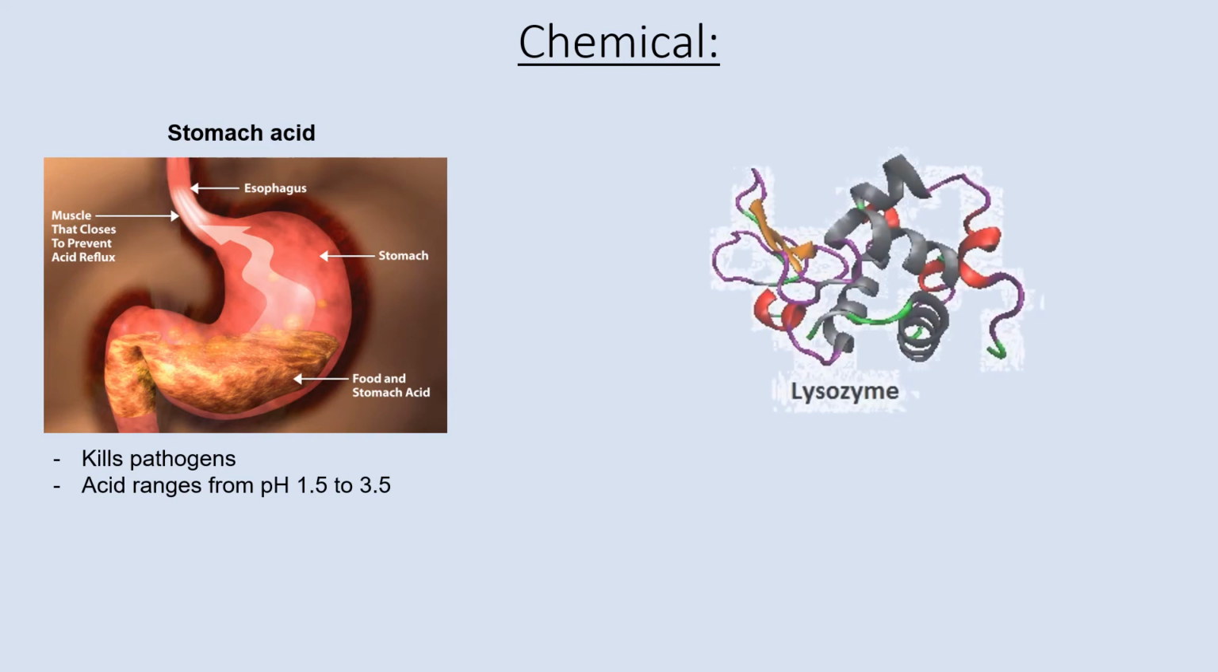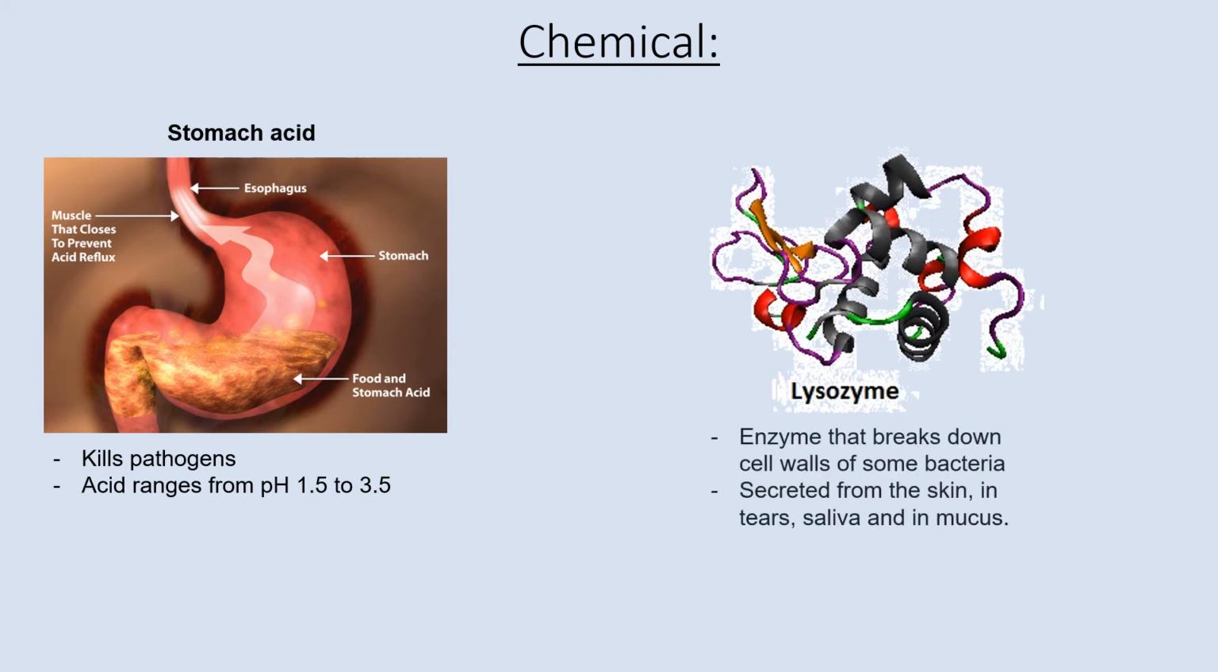In addition to that, we also have lysozymes. So these are our enzymes. This is a lovely structured picture of one. They secrete from different glands, so they can secrete through your tears, your saliva, and your mucus. These enzymes are unlike other enzymes that we've studied in the past. They are not digestive enzymes, so they do not digest food, but they do still break things down.